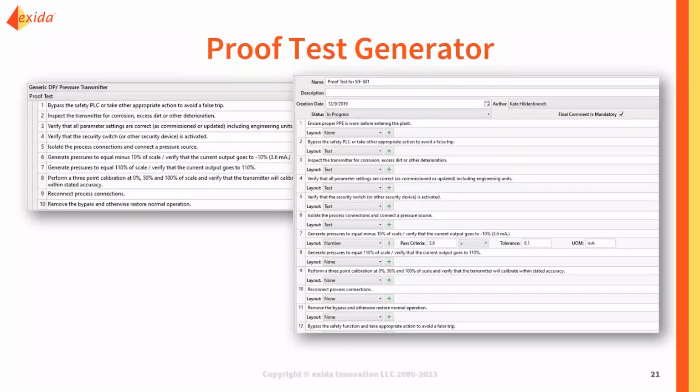If you would like to use our SILstat software, you can also import your proof test into it and perform the proof test directly in the software. So there's a couple different ways to use this data, but what we really want to do is make it easy to create the proof test and also make sure we're accounting for those steps that are used as a basis for the calculation you just did in SILver.